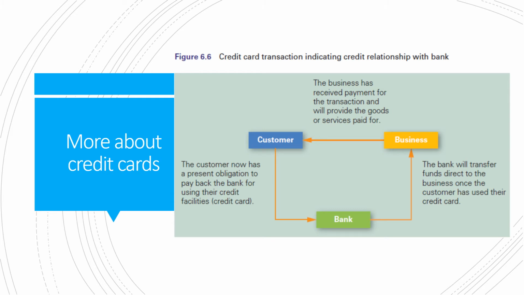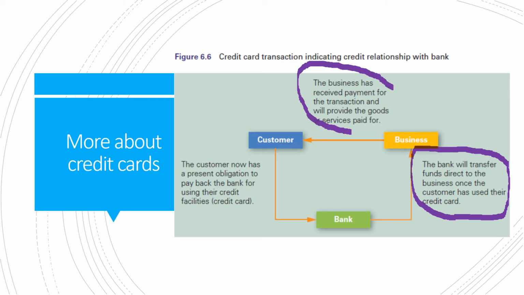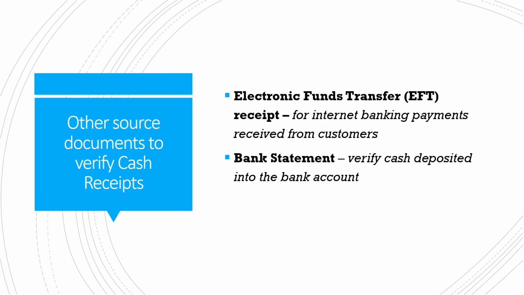Here's a diagram to show how credit cards work. Once the customer has used the credit card, the bank will transfer the funds directly to the business. So from the business perspective, the payment has been received, and the goods and services are provided to the customer. From the customer's point of view, the customer now has an obligation to pay the bank back for using the credit card facilities. There are other source documents that can be used to verify cash receipts. Electronic funds transfer, EFT receipts, can be used to verify internet banking payments received from customers. The bank statement can also be used to verify cash deposited into the bank account.